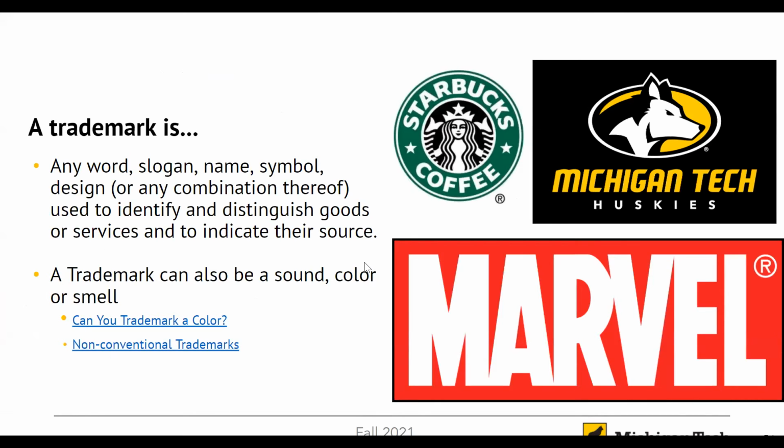So we mentioned before, a trademark can be like a logo. It can be any word, slogan, name, symbol, design, combination, smell, color, sound, a lot of non-traditional marks, used to identify and distinguish goods or services and to indicate their source. So we have a few examples here. Starbucks, of course, very iconic. We have the new Michigan Tech Sports logo, well, maybe not so new anymore. I was here when they unveiled it. And Marvel. Marvel and Starbucks, you can see that circle R is a registered trademark. And we'll get into what that means.